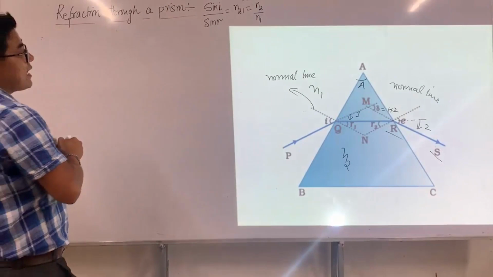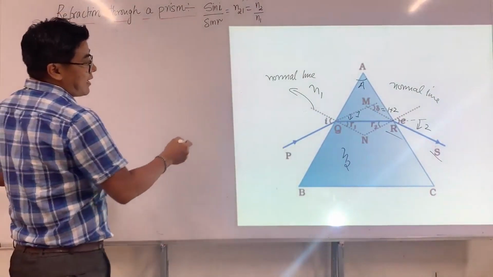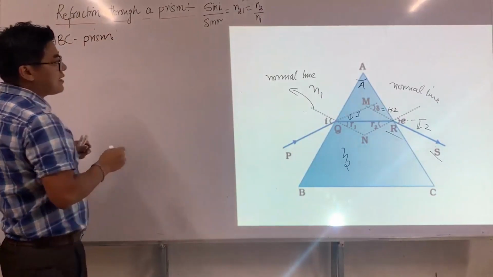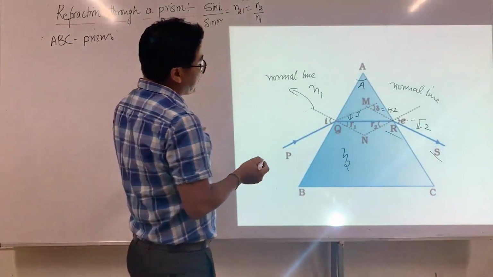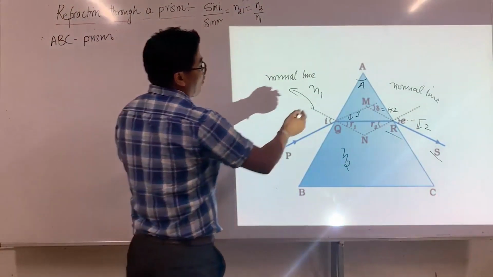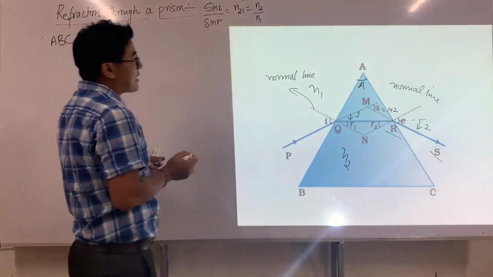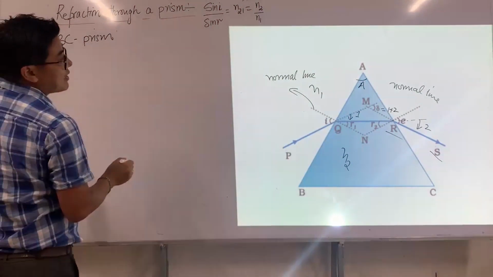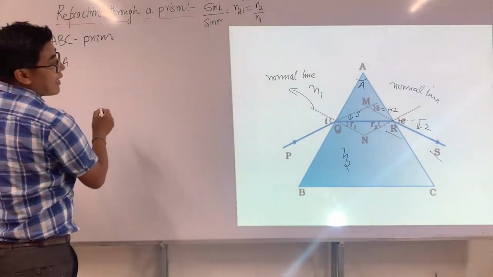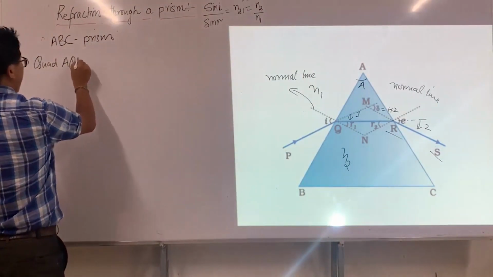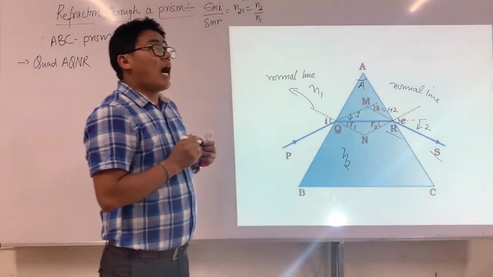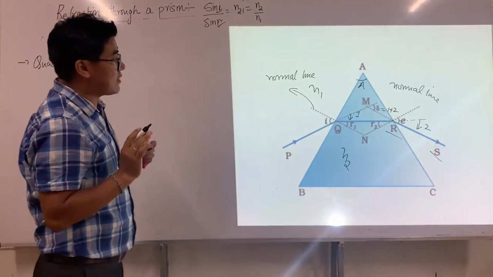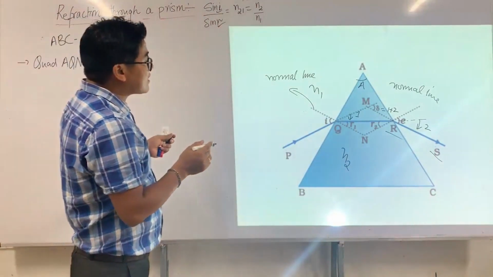ABC is a prism. Now I'm going to take a quadrilateral, let us take the quadrilateral A, Q, and R. Our focus is to find the angle of incidence and the angle of refraction. That is our main focus, right? So I take this quadrilateral.